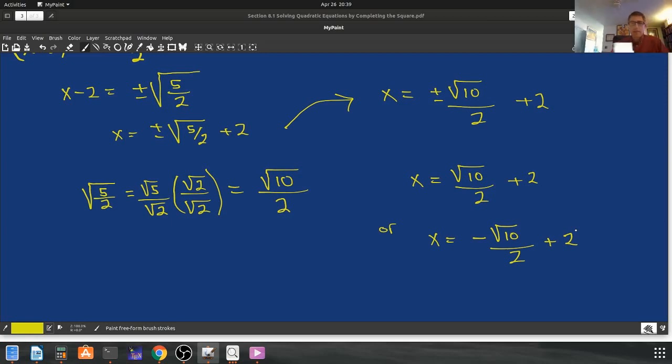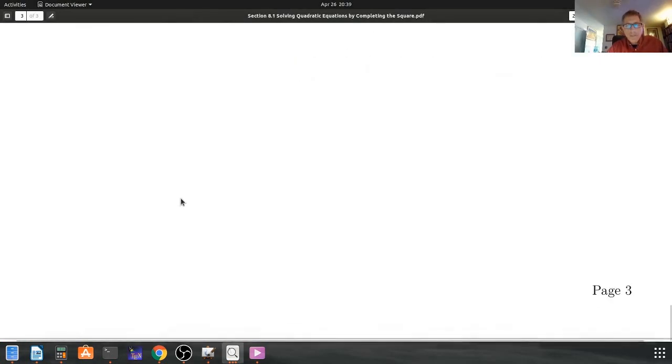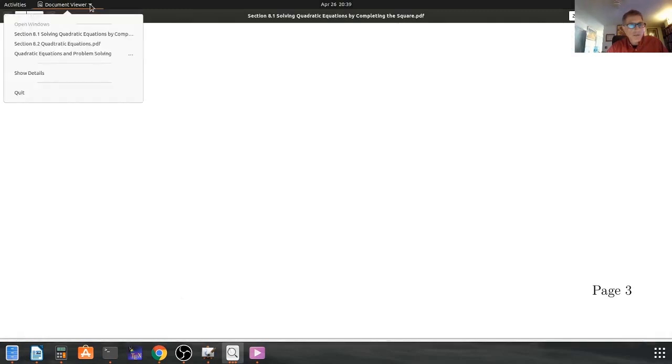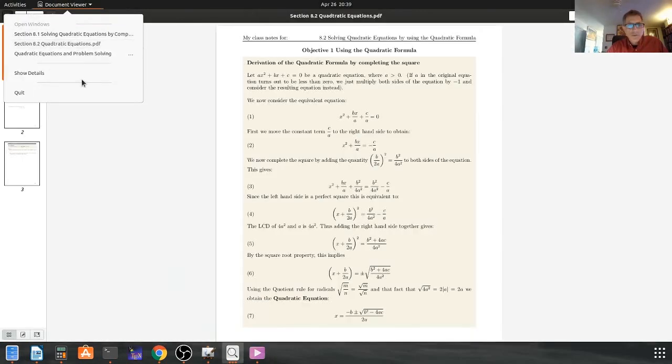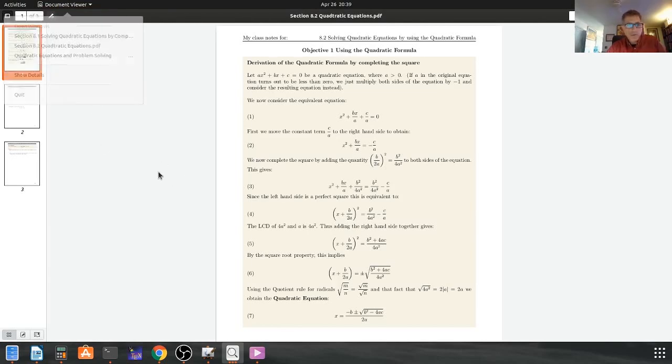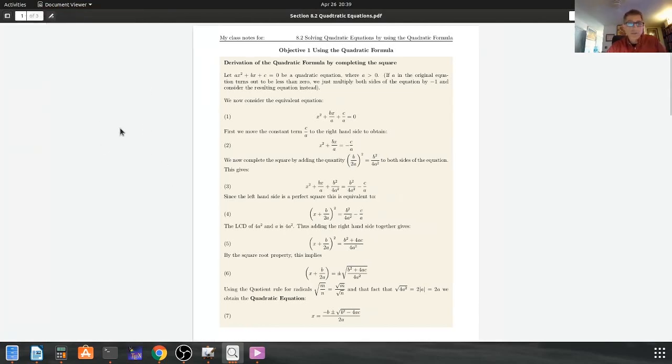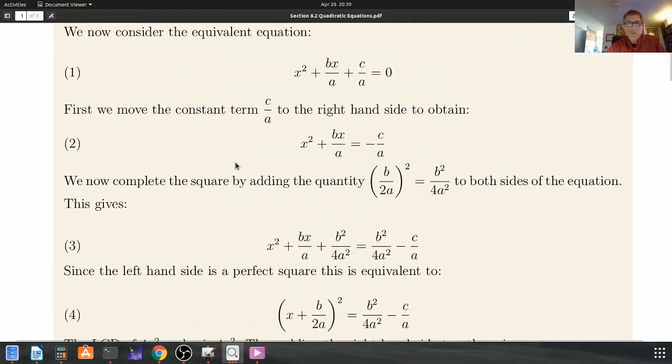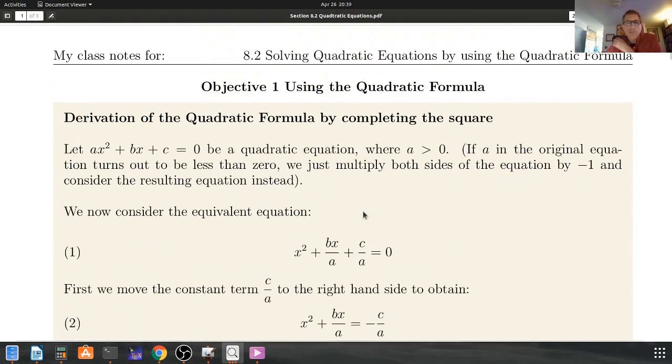Okay, the next thing I have in mind is we're skipping all the way to 8.2 now. And that means I have to bring up another document. And you all have heard of this. You may have actually used this in high school. It's the quadratic equation. I'm not going to go through the derivation. It's here for you if you want to see it. All we're going to do is look at the results.